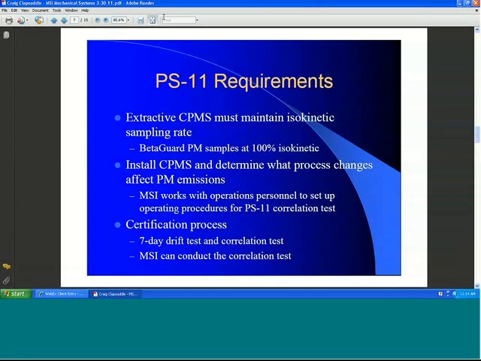So in all of our installations, we'll come out to your site, sit down with you and the monitoring data and take a look at what fuel blends created higher particulate, what fuel blends created lower particulate, what process operating procedures you were doing when we saw higher or lower particulate, so that we can generate and develop an effective test program for that PS11 correlation test. And then we enter the certification process, and it's simply a 7-day drift test and a correlation test. And MSI can bring a test team out to conduct that correlation testing for you.